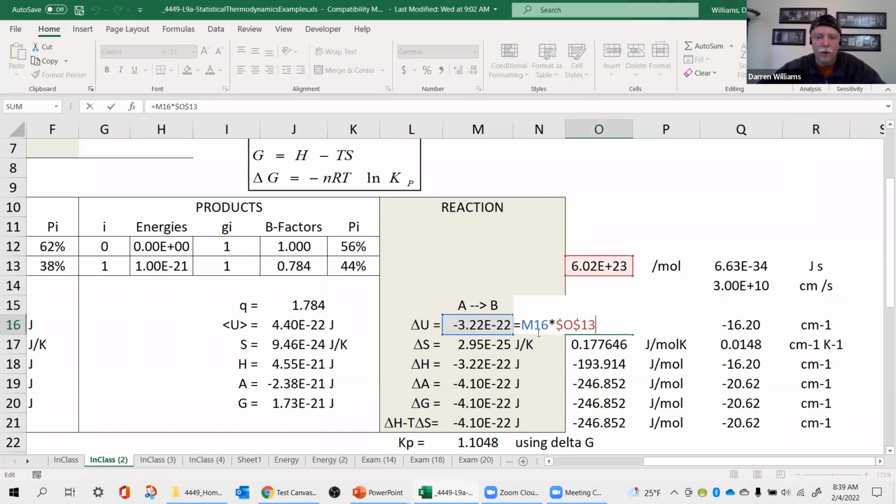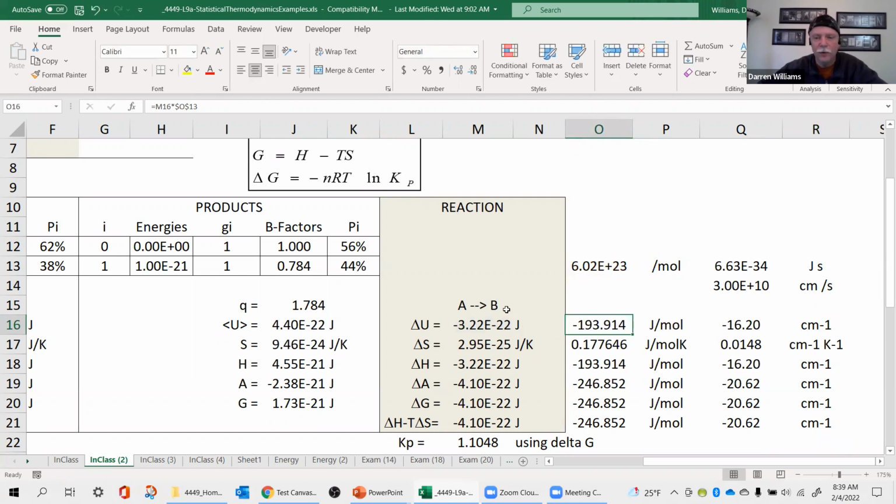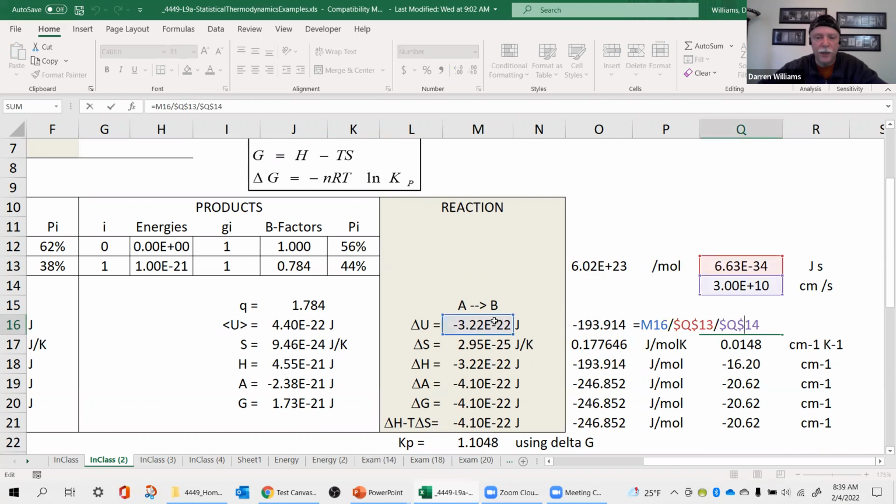So when you want to convert an energy in joules to an energy in joules per mole, multiply by Avogadro's number. When you want to convert an energy in joules to wave numbers, just take that energy in joules and divide by Planck's constant. So the joules cancel, and then we end up with seconds in the denominator, and that's actually frequency, okay? And then we divide that by the speed of light in centimeters per second, and the per second and the second cancel, and we're left with centimeters in the denominator. So we end up with that wave number value.